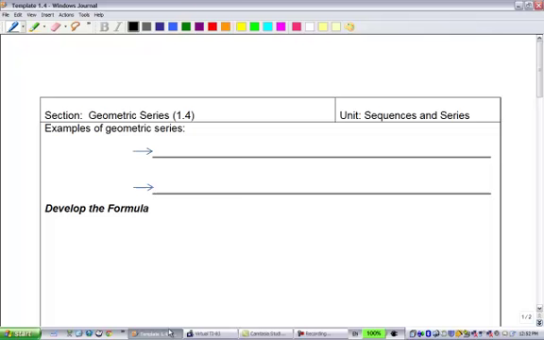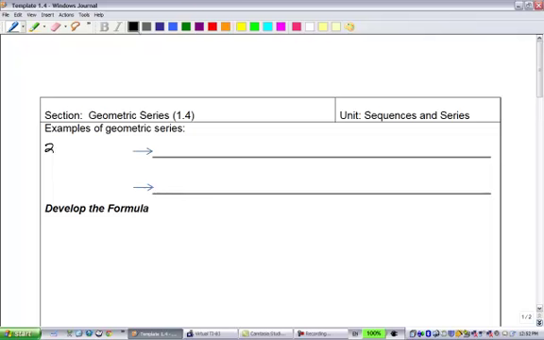Welcome to Sequences and Series for Pre-Calc 11, and we're taking a look at Geometric Series, Section 1.4. In previous screencasts, we've seen geometric sequences, we've seen arithmetic sequences and series. So the extension to this is, let's take a look at geometric series. It's much the same as a geometric sequence, except we're going to separate terms by adding them together.